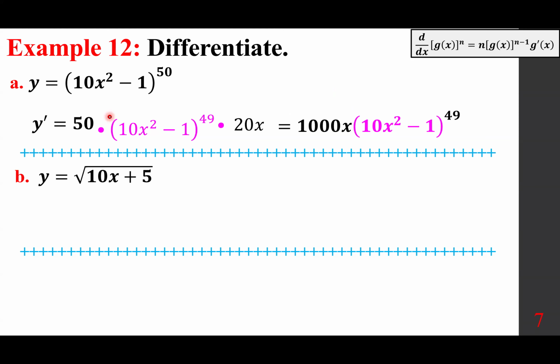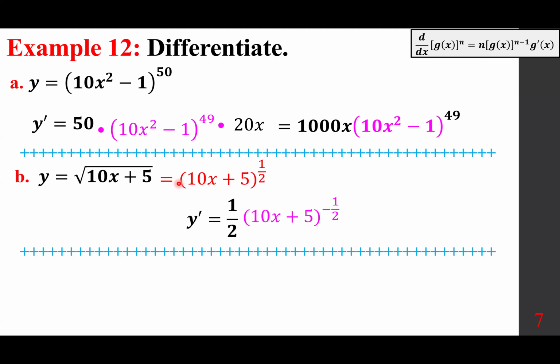All right. What about y equals the square root of 10x plus 5? We use our algebraic techniques to get it ready for the power rule, or more specifically, the extended power rule. So it's 10x plus 5 to the power of 1/2. And so the answer, y prime or dy/dx, is n, which is 1/2, times g of x to the power of n minus 1, the same thing to the power of negative 1/2, because you're going to subtract 1.